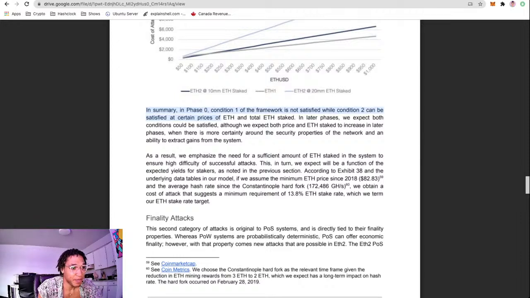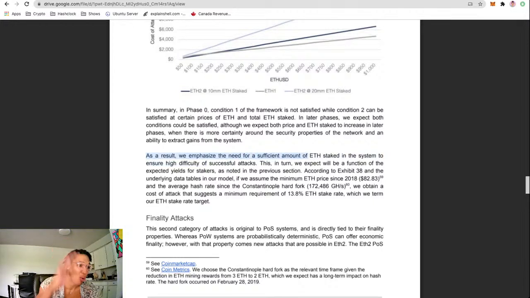In summary, in phase 0, condition 1 of the framework is not satisfied, while condition 2 can be satisfied at certain prices of ETH and total ETH staked. In later phases, we expect both conditions could be satisfied. Although we expect both price and ETH stake to increase in later phases when there is more certainty around the security properties of the network and an ability to extract gains from the system. As a result, we emphasize the need for a sufficient amount of ETH stake.